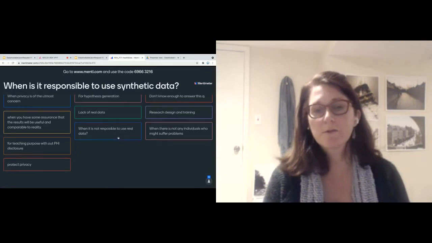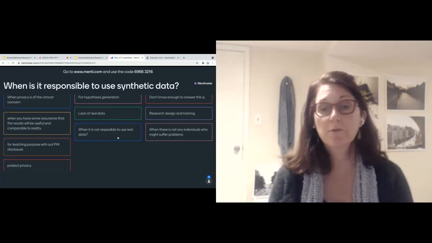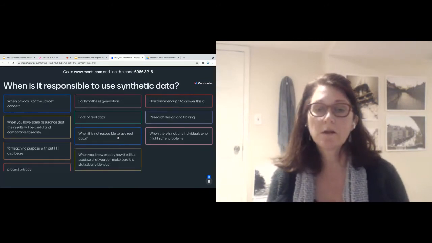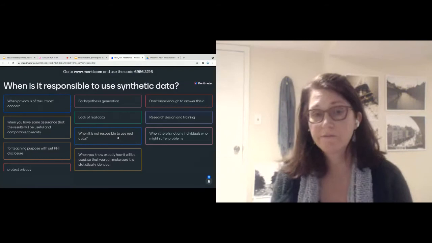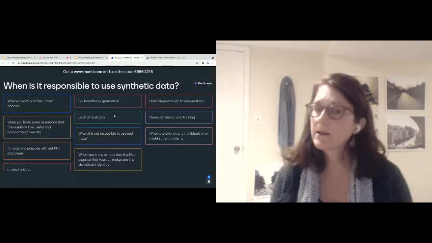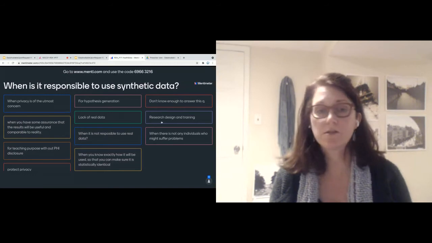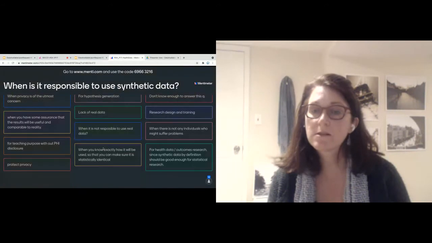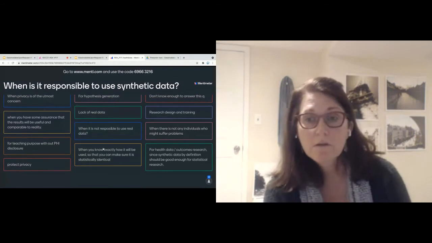When it is not responsible to use real data for teaching purposes without PHI disclosure to protect privacy, when there is not any individuals who might suffer problems, when you know exactly how it will be used so that you can make sure it is statistically identical. Lack of real data, I think, is an interesting question. And research design and training, that gets back into teaching. For health data outcomes research, since synthetic data by definition should be enough for statistical research.